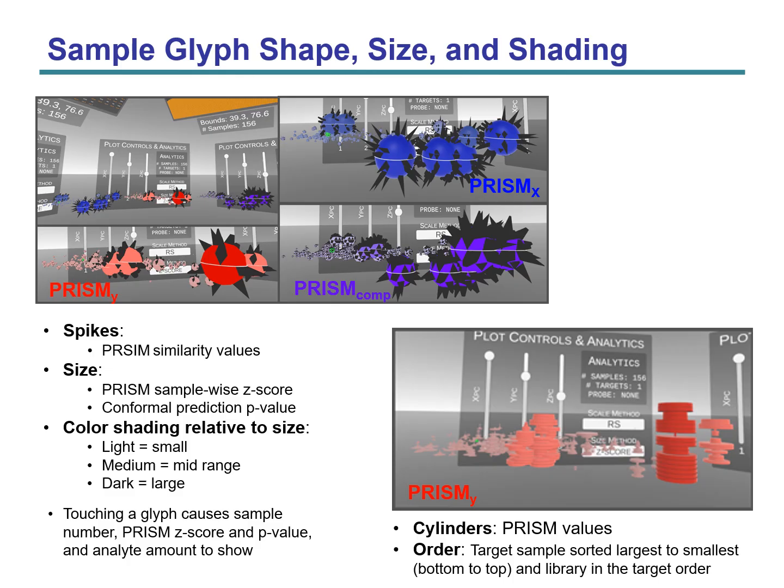As you'll see in the video, you touch a glyph, you'll see the prism z-score and the p-value, as well as, if it's a calibration sample, you'll get the analyte amount. And in the lower right are our new glyphs that we're using. Like I said, they're stacked cylinders, and it's hard to see the green cylinder there. The cylinders are kind of neat.